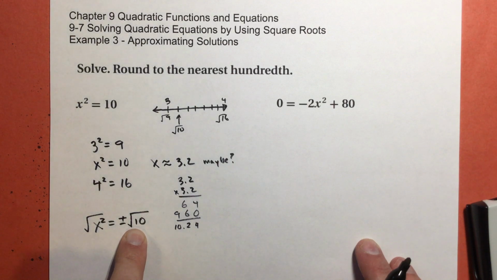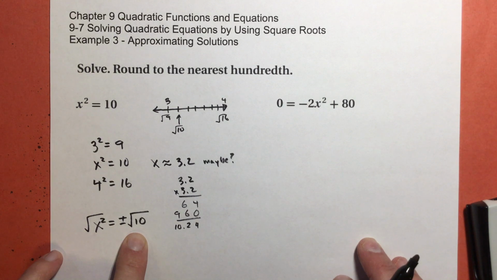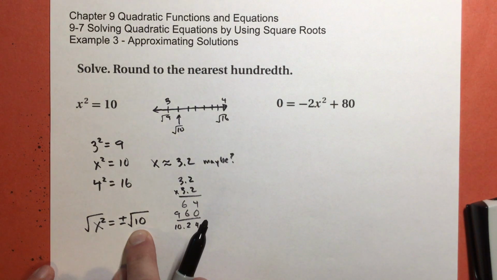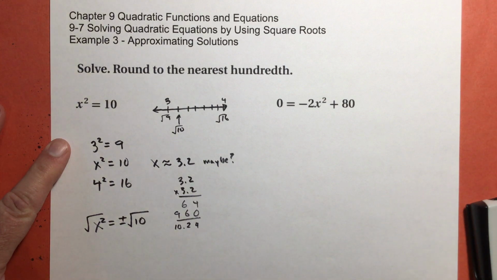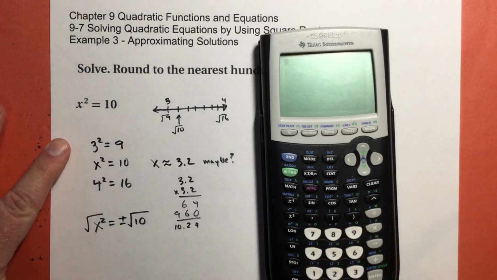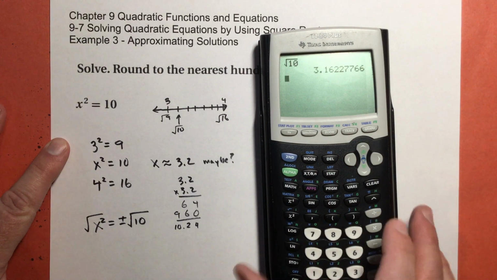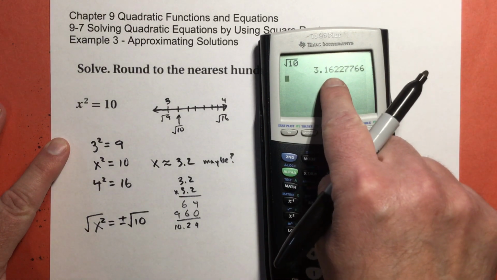Because the square root of 10, no human can ever write it. It's an irrational number, which means it has a decimal that goes forever. So this is just a way of writing it, okay? So I'm going to grab my calculator. I'm going to do second square root here, put 10 in there, and it's approximately 3.16.